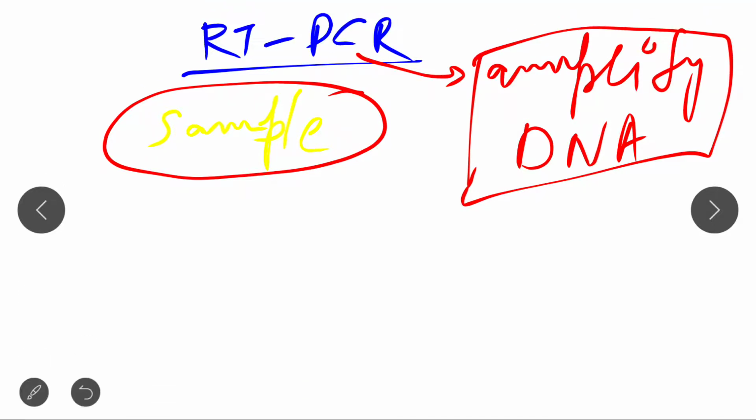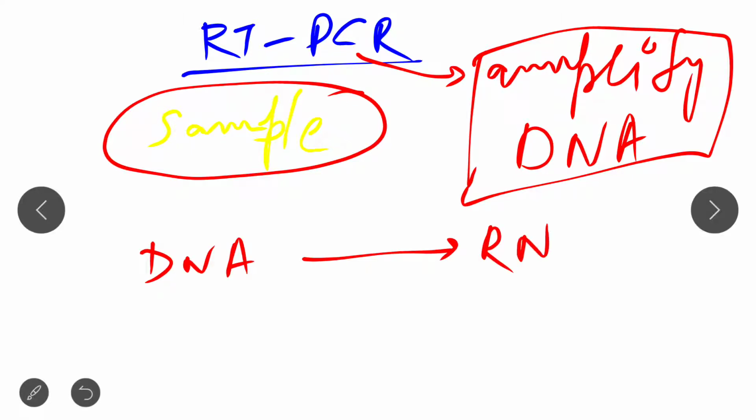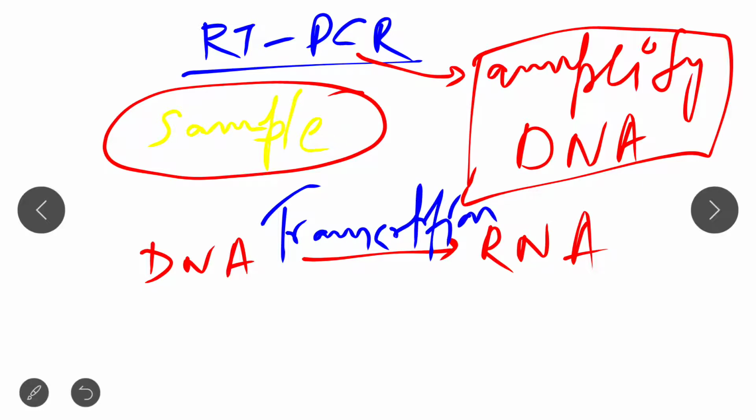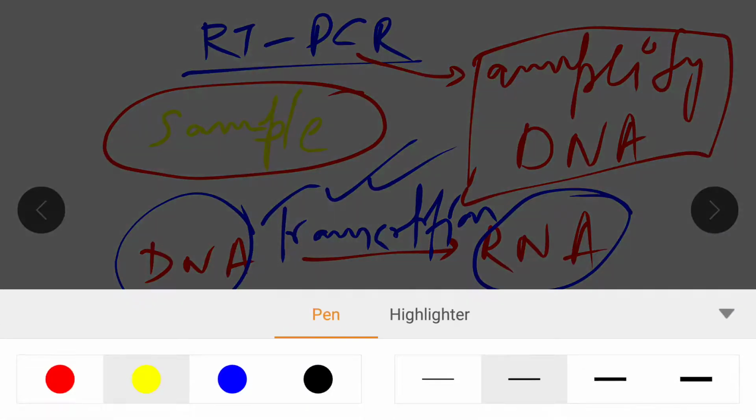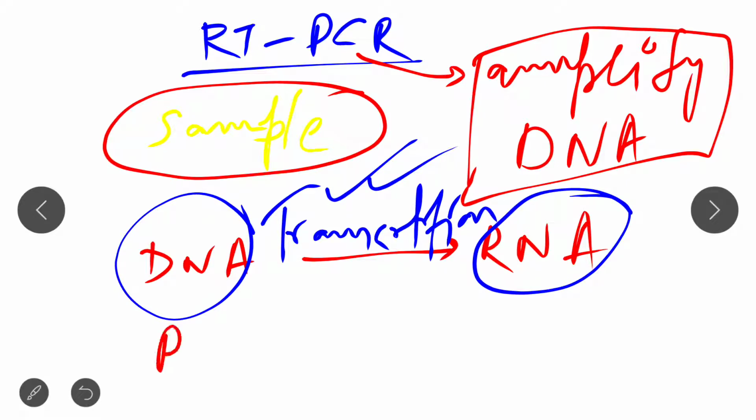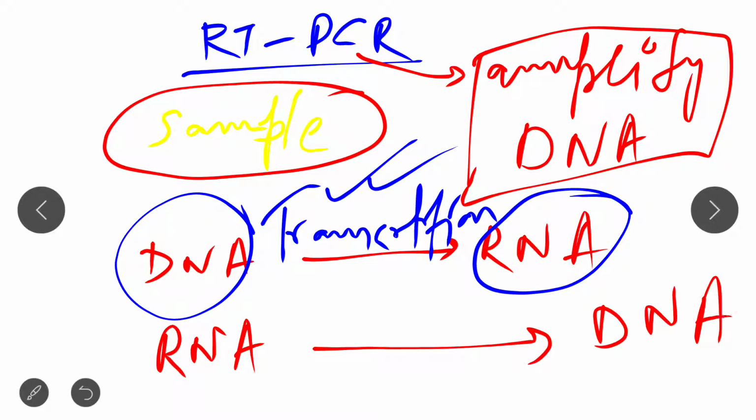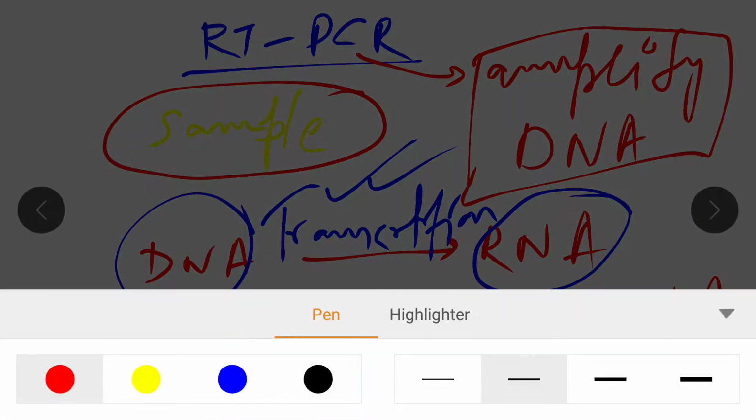We all know that in the normal process, DNA is converted into RNA, and this process is known as transcription. So normally DNA is converted into RNA by the process of transcription. But in this case the RNA has to be converted into DNA, that is reverse. As this process is reverse, we also use a technique that is reverse.